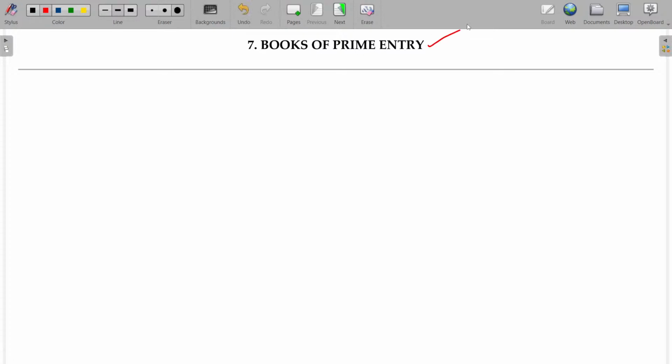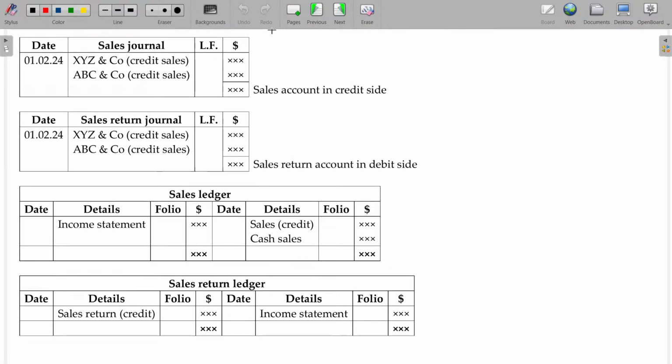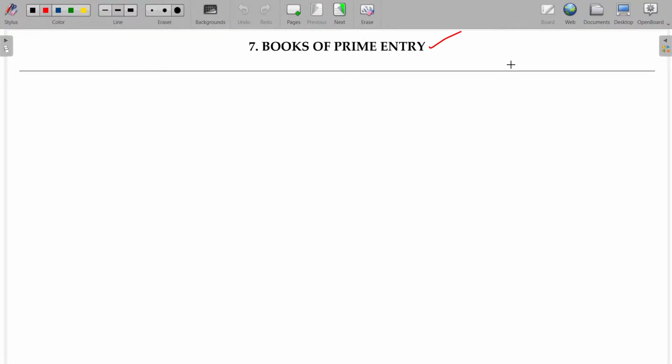Books of prime entry. Books of prime entry. Actually, in case of sales and purchases, being credit, should be posted here. We have a small briefing before I proceed here.